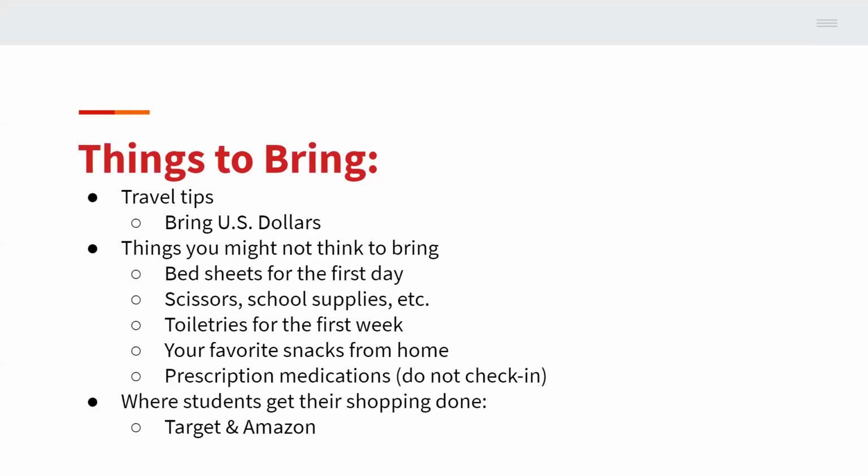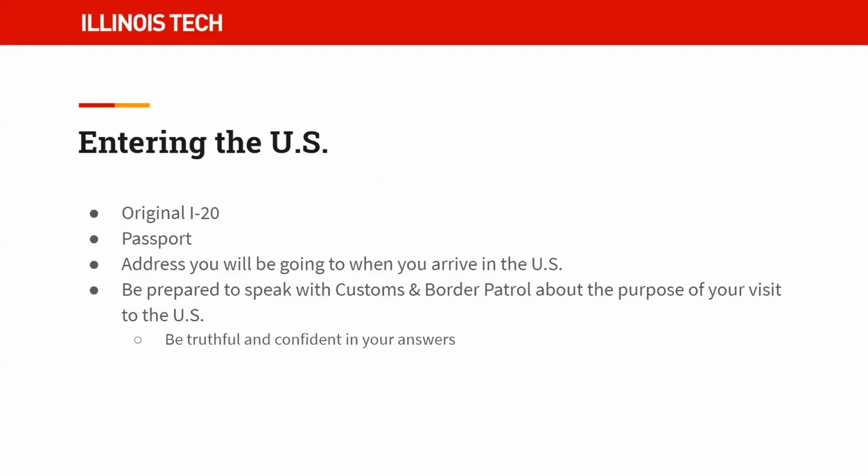Last but not least, some students are saying, but what if I just prefer to shop once I get there? Absolutely. We have stores like Target, which is not too far away, as well as Amazon, which is an online retailer where you can purchase anything from food to bedding to school supplies, toiletries, and anything you might need.